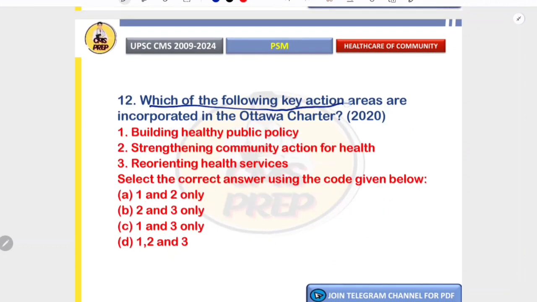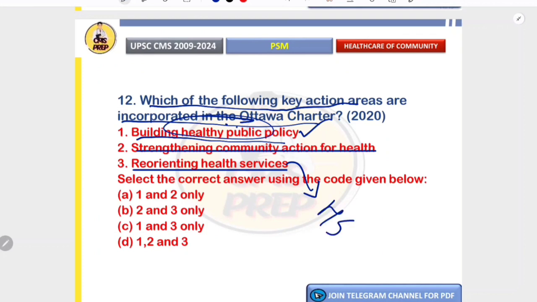Which of the following key action areas are incorporated in the Ottawa Charter? Building healthy public policy. Yes, healthy policy is included in the key action areas. Strengthening community action for health. Yes, this is also included. Reorienting health services. Health system reorientation is also a key action area under the Ottawa Charter. So the correct option is 1, 2 and 3.